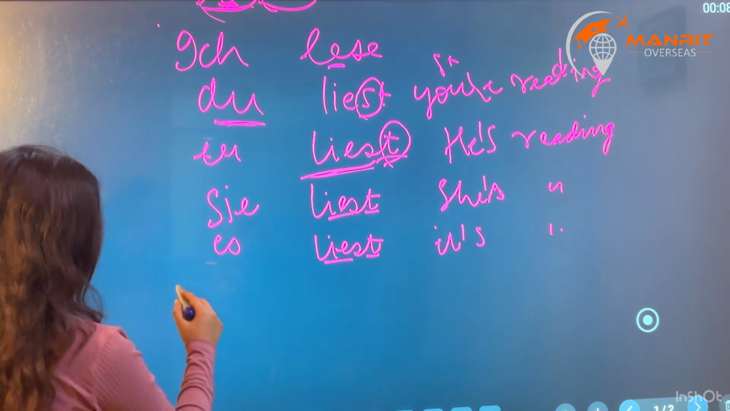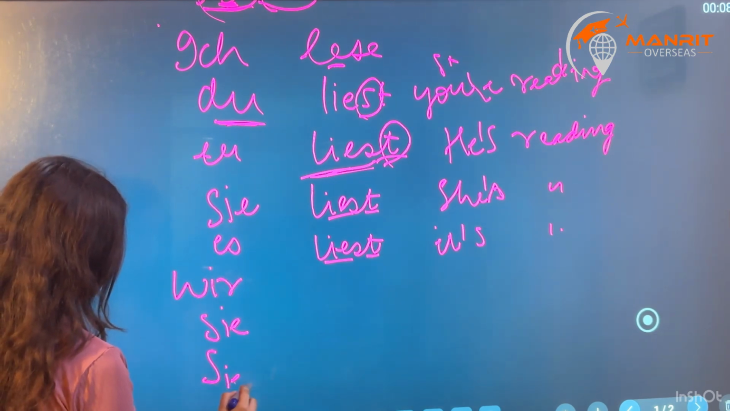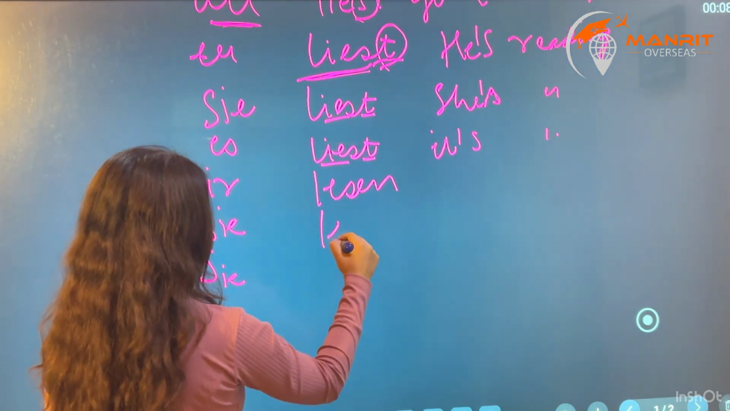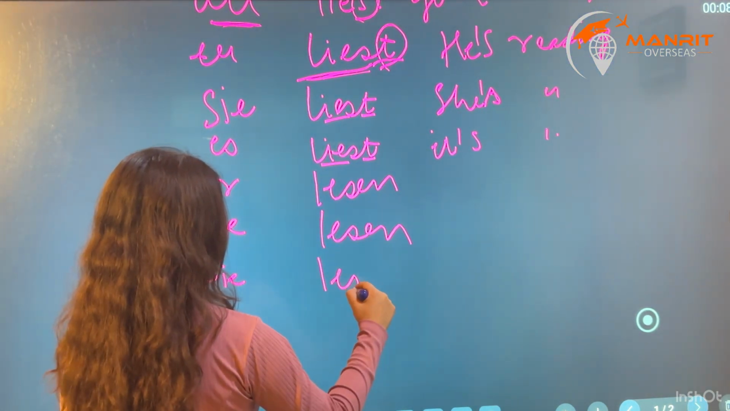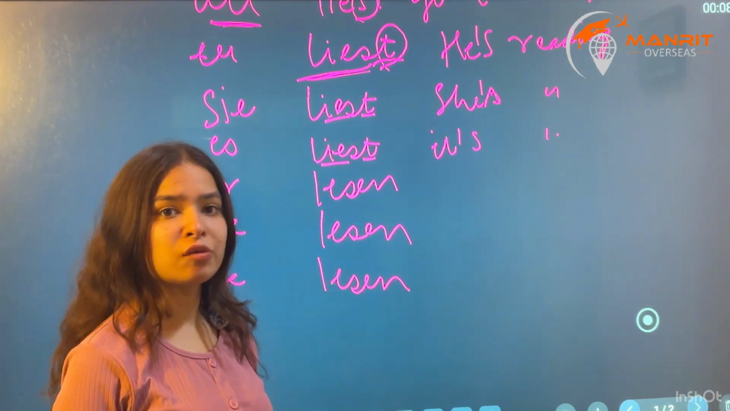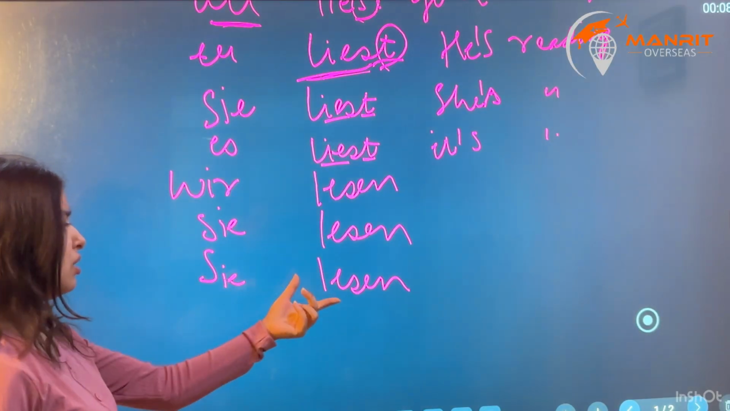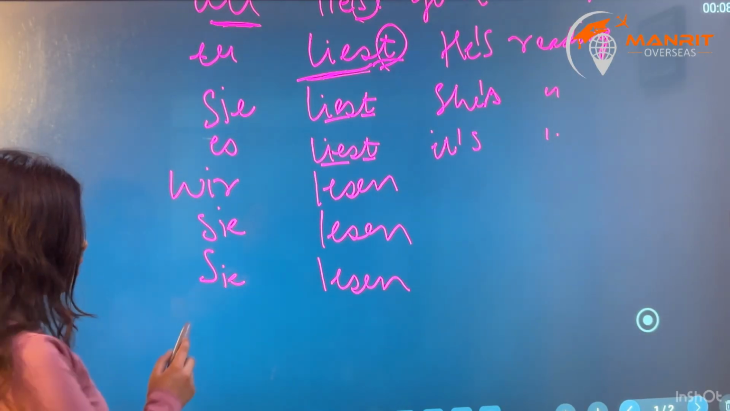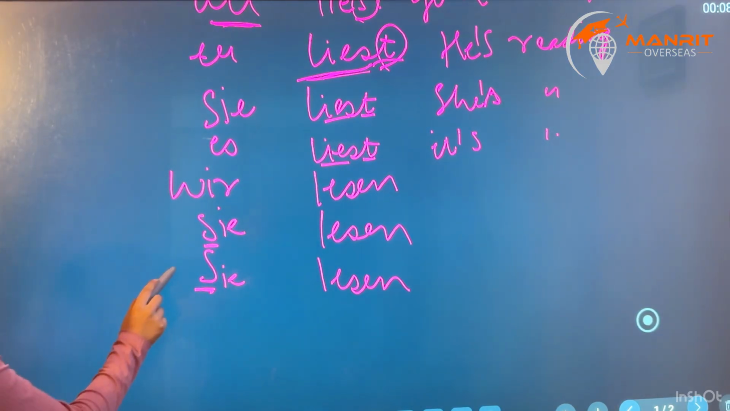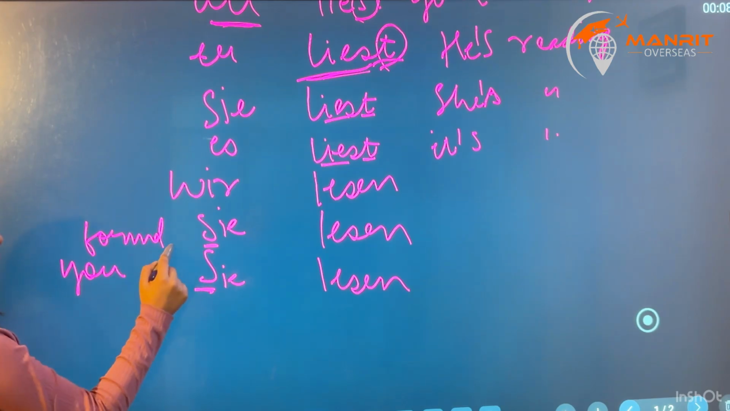Okay, and then with wir, sie, Sie, I told you the rule is the infinitive ending, so you don't need to change anything. It will be the original form of the verb lesen. Wir lesen means we are reading, sie lesen means they are reading, and this one means you are reading. Okay, this has a capital letter S and this has a small letter s. Capital letter S always means you, formal you.